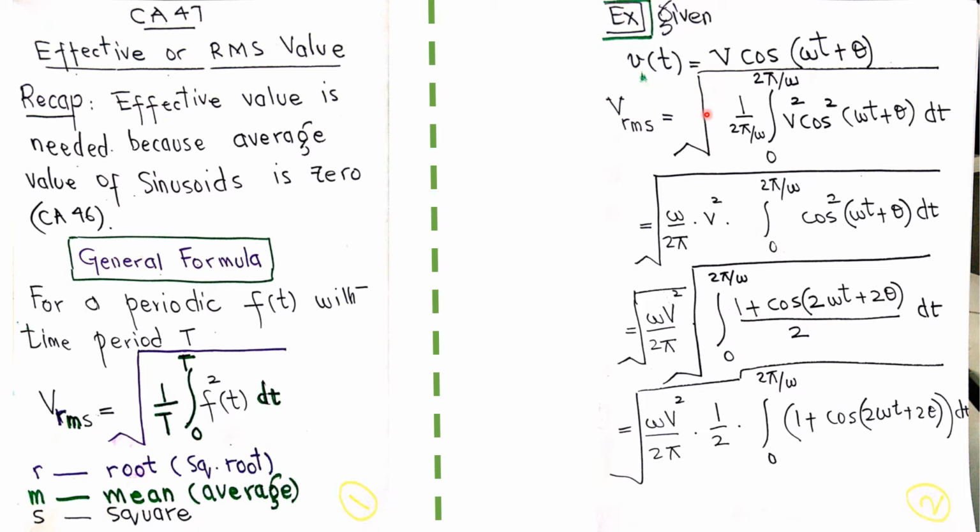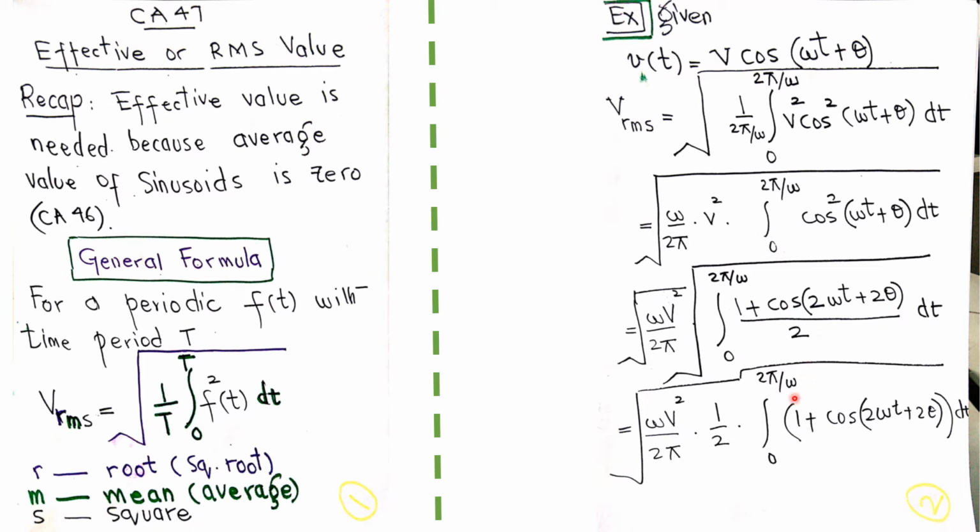Solving this involves all the knowledge from your elementary classes, from your school and college. To solve this you don't have to apply circuit analysis, but your elementary knowledge that you studied in school and college, right? So 1 over 2 pi over omega can be written as omega over 2 pi. This V squared is not a function of t, therefore it can be taken out. Cos squared omega t, using the half angle formula we studied in school and college, can be written as 1 plus cos of 2 omega t plus 2 theta, divided by 2.